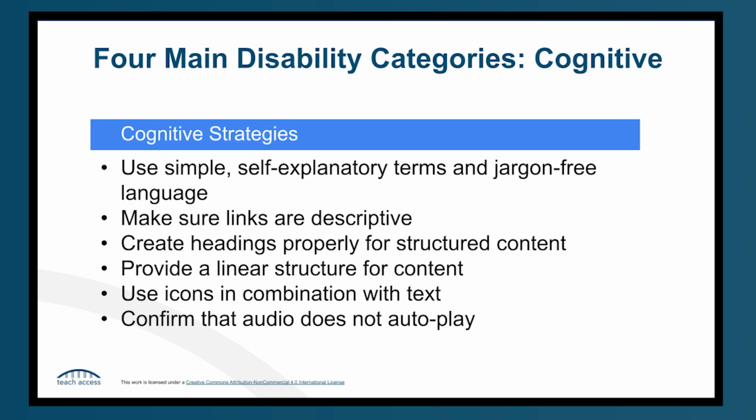When a persona has a cognitive difference, consider simple, self-explanatory terms. Links should be specific and descriptive, and headings should clearly delineate the content. Create a linear structure for your content, and consider using descriptive icons in addition to text. Finally, make sure that audio and video does not play automatically.